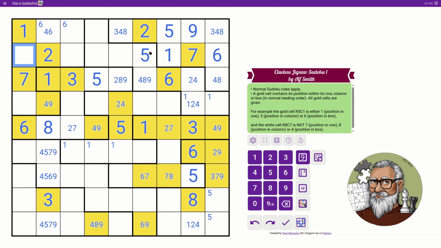Do I know more about where things are here, for instance? Not sure. What could this one be? It's not 1, 2, or 3, but it could be 4. It's not 5. It could be 6. It's not 7. And it could be 8.